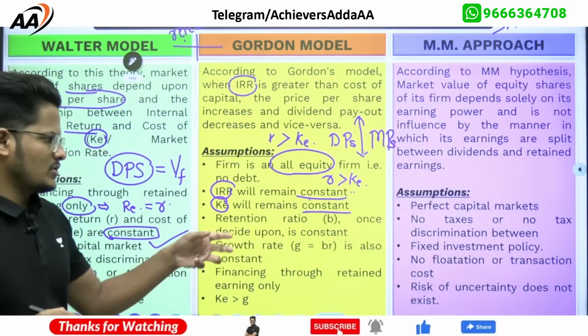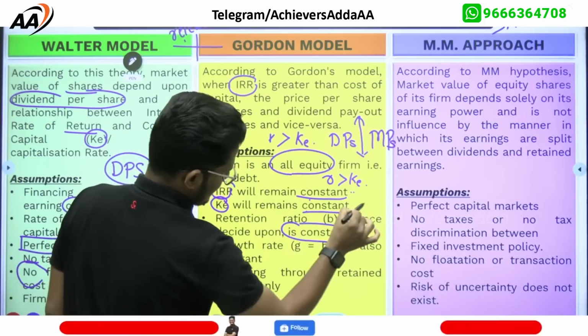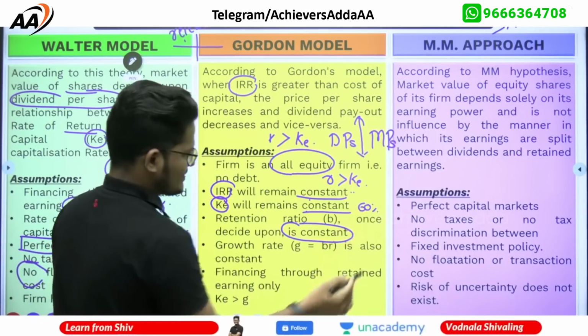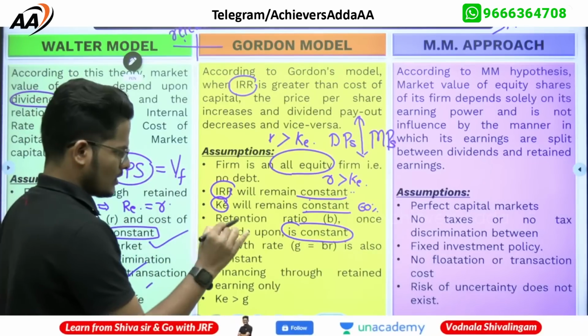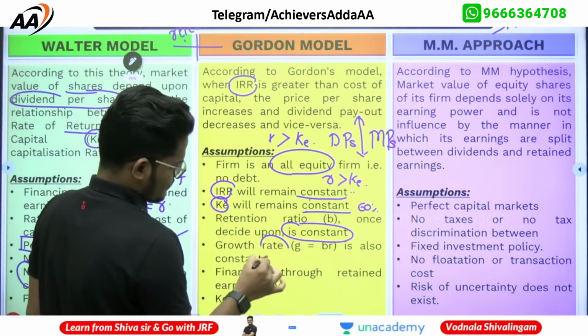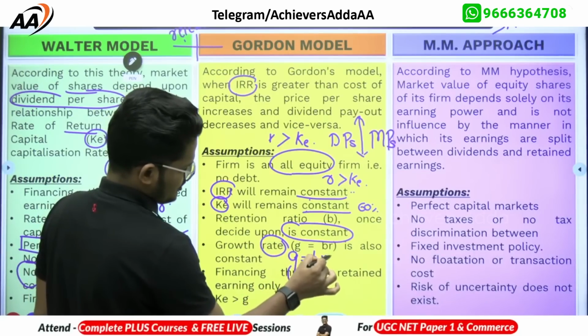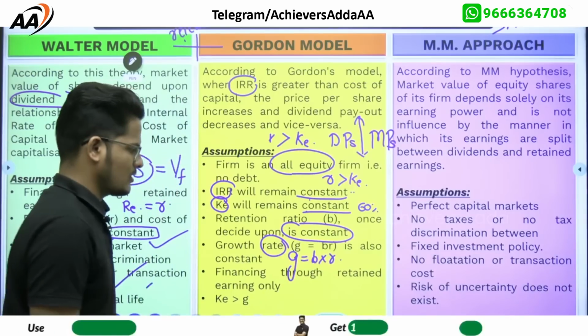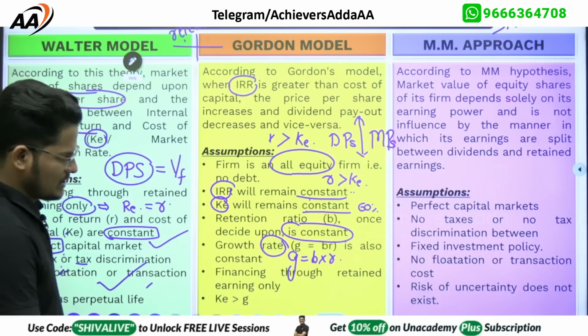And the retention ratio, that is B, once decided upon, like a fixed 60%, will be 60% only; it won't change. Growth rate is also constant. G, growth, is equal to the retention ratio into the internal rate of return. That will be the growth rate. Once decided, it is constant and not going to change.